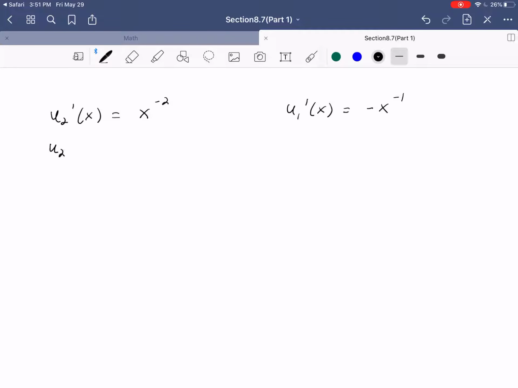So u2 of x is going to be the integral of x to the negative 2 dx. So u2 here, and I'm going to stop writing the function notation, looks like it should be negative x to the negative 1.